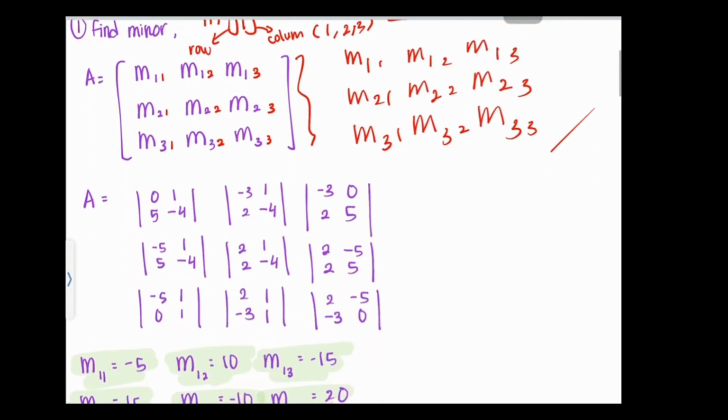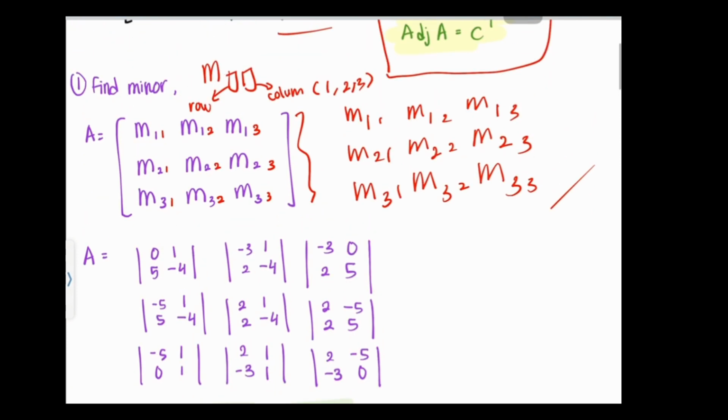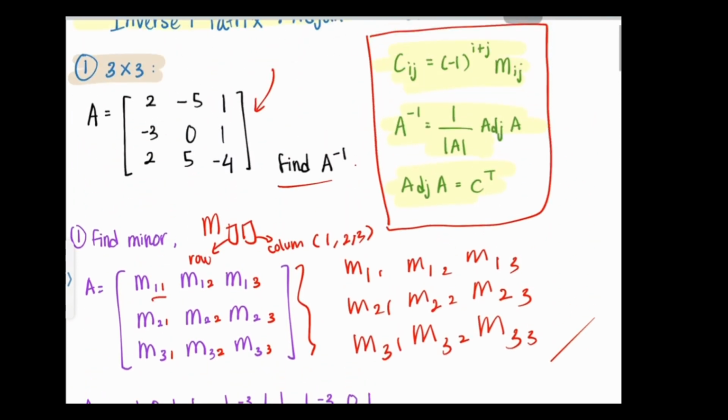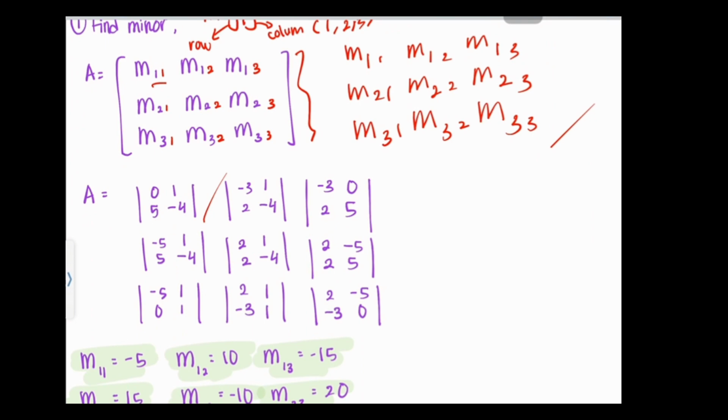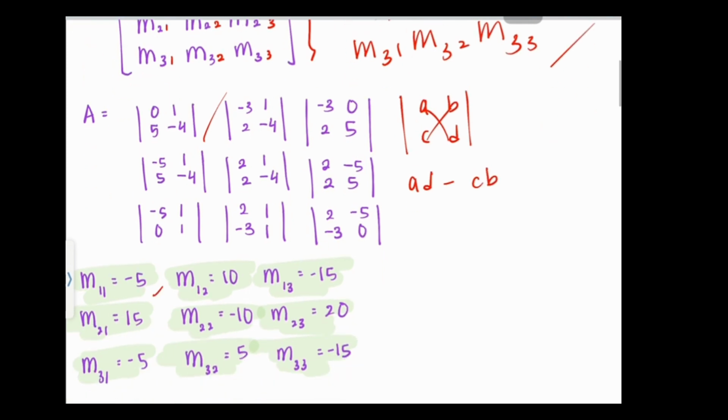Now you need to find the value of the minor. So how does it actually work? As you can see over here, M11 means first row and first column. So you are left with these numbers, which will be your minor. You need to find the exact value by using the knowledge that we used in Form 5, where you times A with D and minus C times B. So you will get the exact value. Same goes for the other minors.